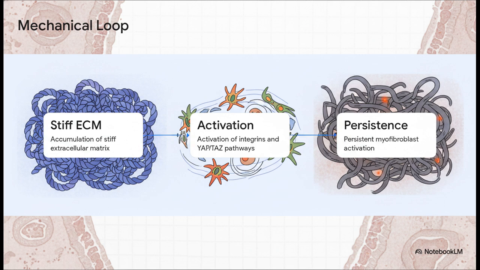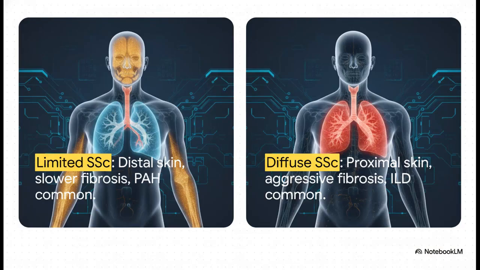The accumulating extracellular matrix gets incredibly stiff. This sheer physical stiffness activates integrins and YAP/TAZ pathways right on the cell surface. The rigidity of the tissue literally acts as an instruction manual for the fibroblasts, telling them to lay down even more scar tissue. At this point, the fibrosis is fixed. It doesn't even need an external immune trigger anymore. It is completely self-sustaining.